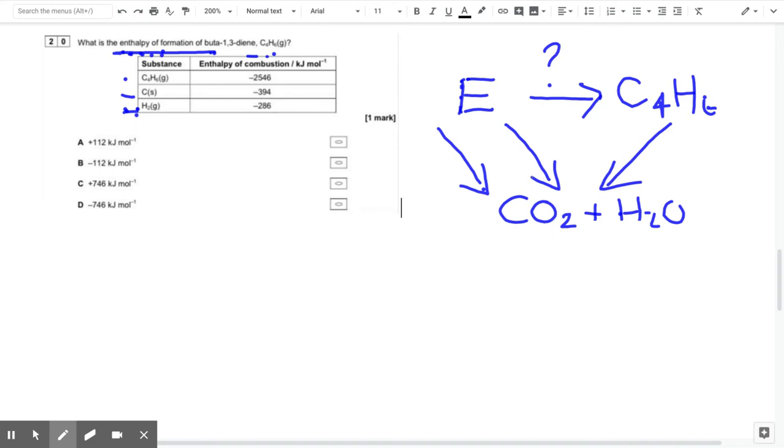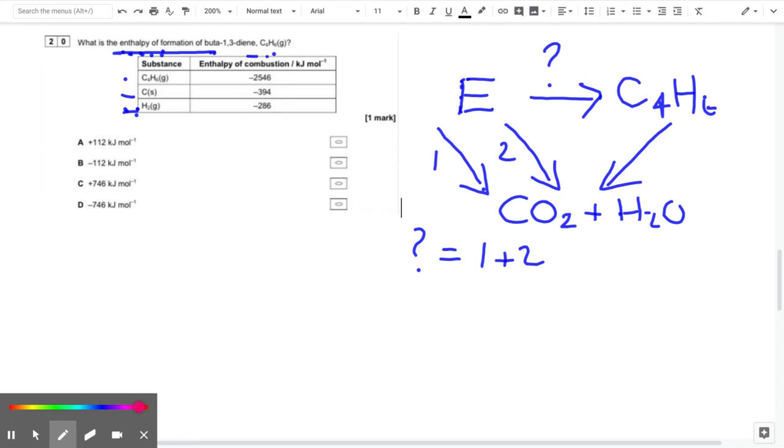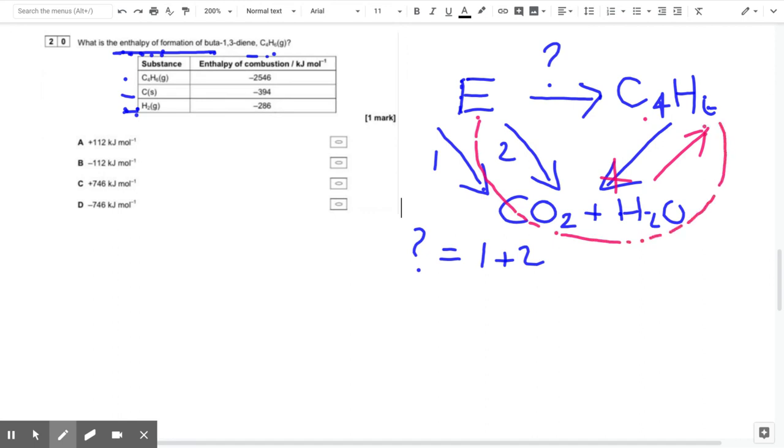So what we now know is that the question mark, the point of the question, is going to be equal to arrow number 1 plus arrow number 2, but this time it's going to be minus this arrow, because this arrow here is going the wrong way. So we're going to have to change the sign of this arrow and send it the other way, because remember, we need to go from elements to products, but we need to go via an independent route. So we're going to go from here via there to that product. So we're going to have to reverse that final arrow.